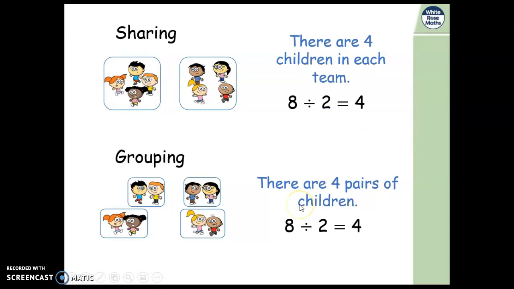may look different, but it still gives us the same answer, or the same sum, because if we're sharing, we'd read this as 8 shared into 2 groups equals 4. If we were doing it in groups, it would be 8 into groups of 2, and we've got 4 groups. Okay.